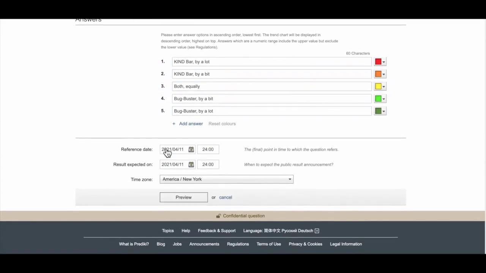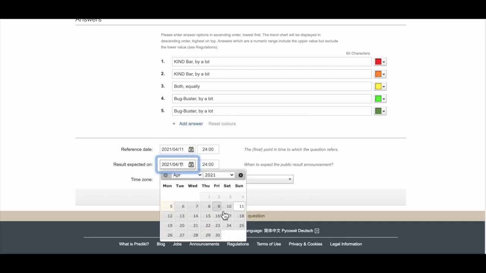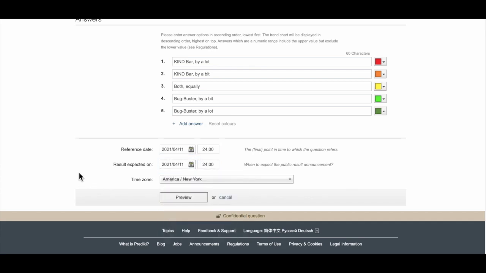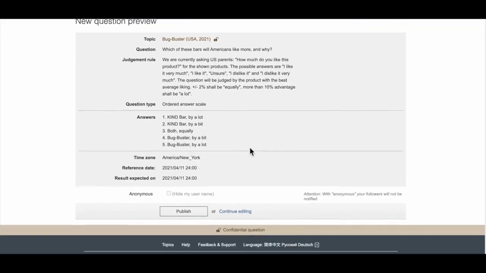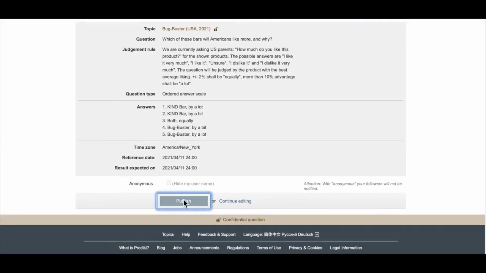And for reference date, I've allowed 5 days for this concept test to run, so people can be recruited, can reconsider their answers a little bit, and we already expect the results on that Sunday in a week. The time zone for this, since this is for the United States, is America, New York. Now I can preview the question. Everything looks fine, and I publish it.